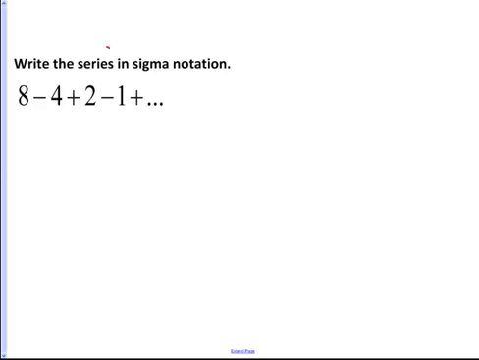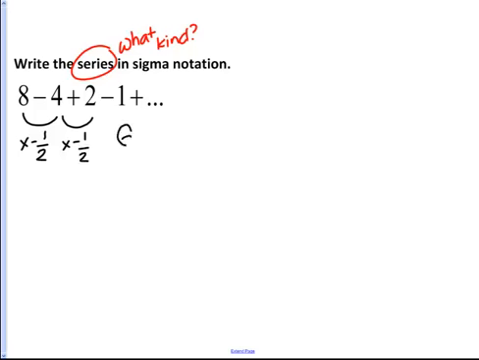Here's one where the formula might not be so obvious. So again, we're going to ask ourselves, what kind of series are we looking at? It doesn't look arithmetic because if it were, you'd be subtracting or adding the same thing every time. But if you multiply each term by negative 1/2, you will get to the next term. So it looks like this is a geometric series.